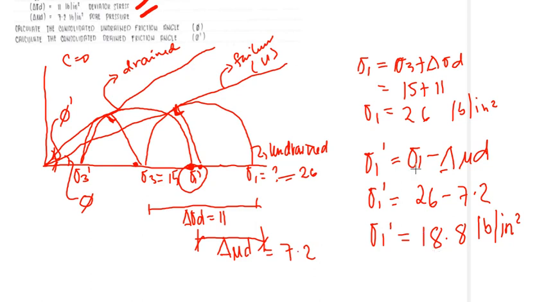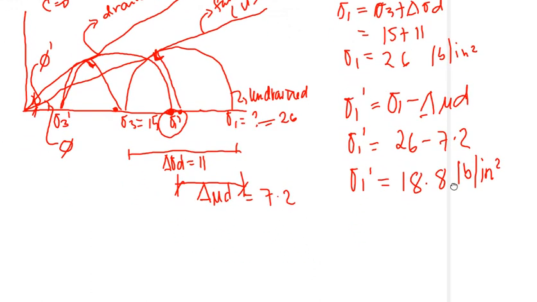So, meron tayong sigma 1 doon sa ating undrained. Meron tayong sigma 1 prime doon sa ating drain, yung effective. Given din yung sigma 3 natin. So, meron tayong given na sigma 3, which is equal to yung given natin na sigma 3. Yung undrained ito, kasi wala tayong prime. So, sigma 3, 15.